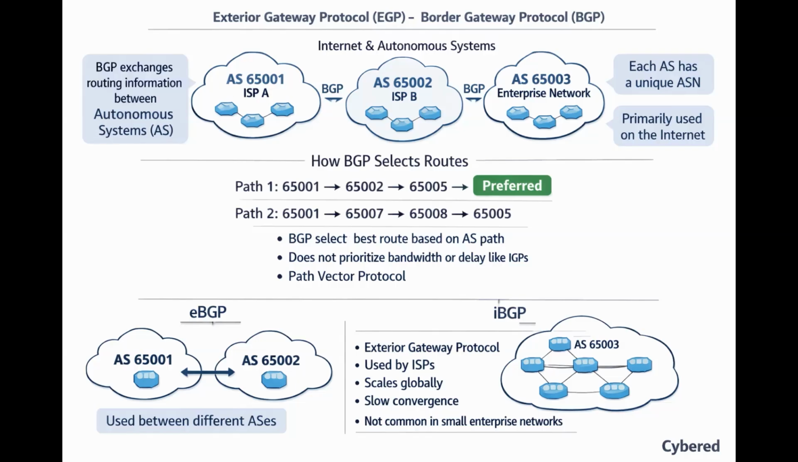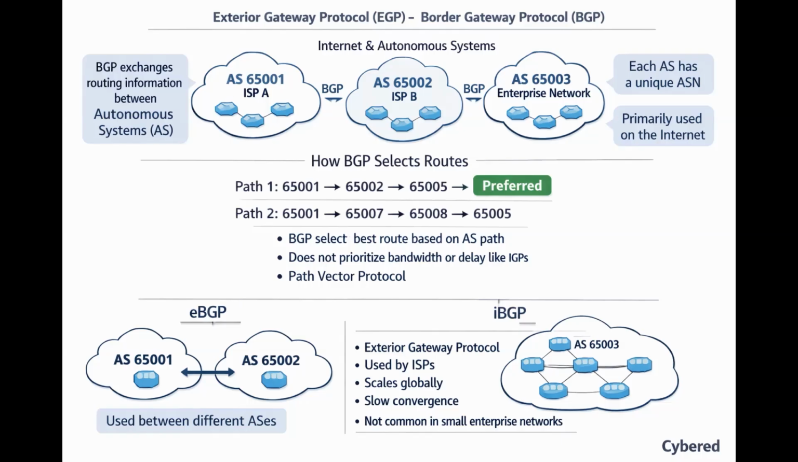There is only one EGP in use today: Border Gateway Protocol. BGP is used to exchange routing information between autonomous systems on the internet. An autonomous system is a collection of networks managed by a single organization, such as an internet service provider. Each AS is identified by a unique autonomous system number.